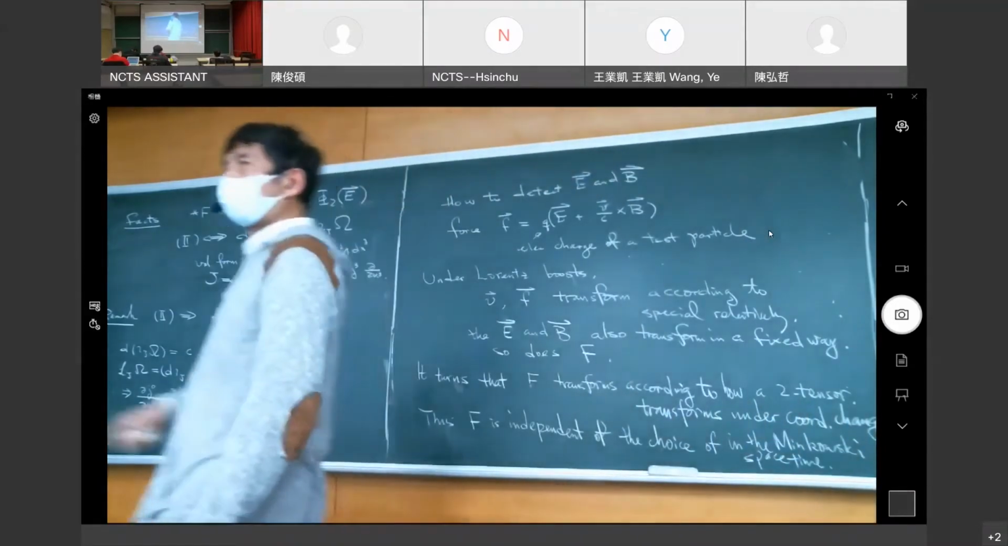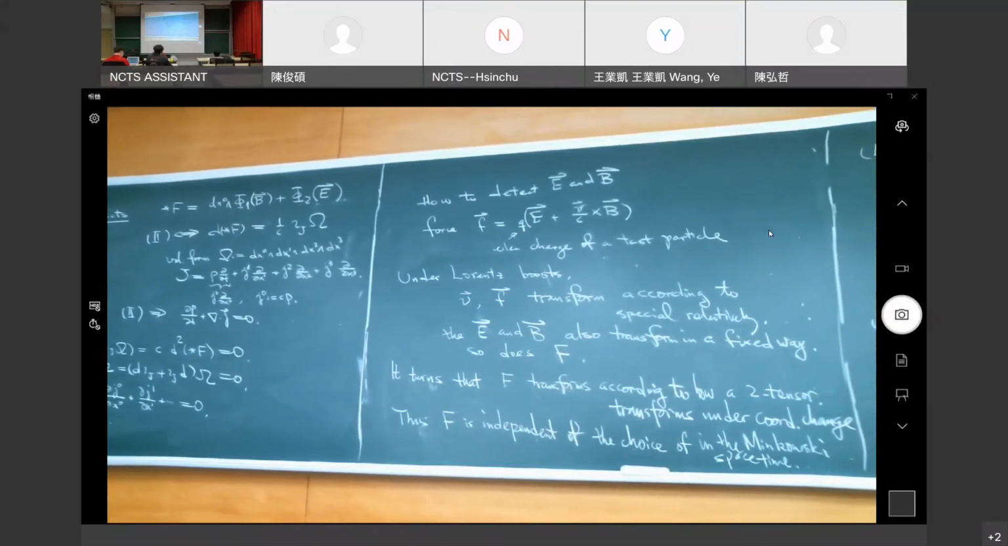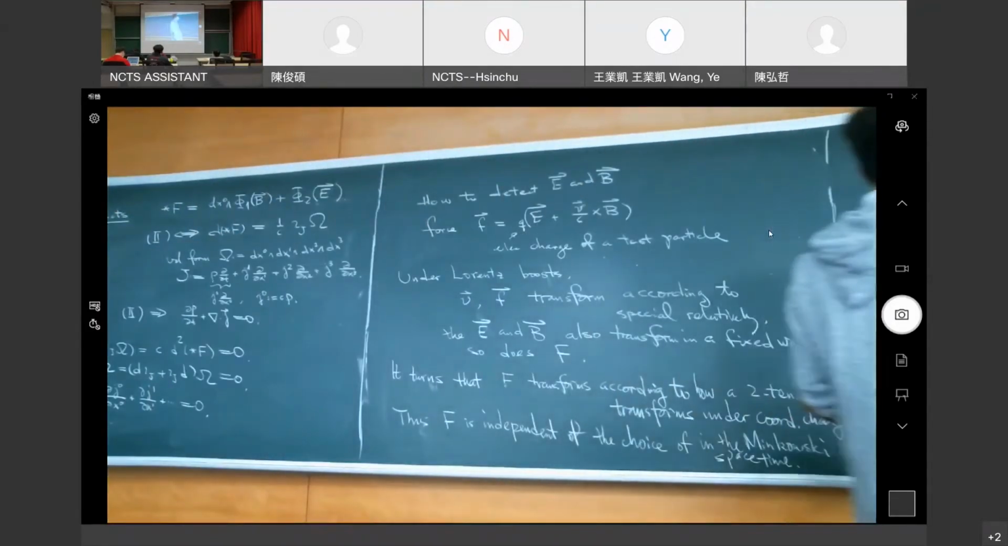I'm not going to do the exercise. The exercise is clearly defined, and you can do that yourself by referring to standard textbooks in special relativity.